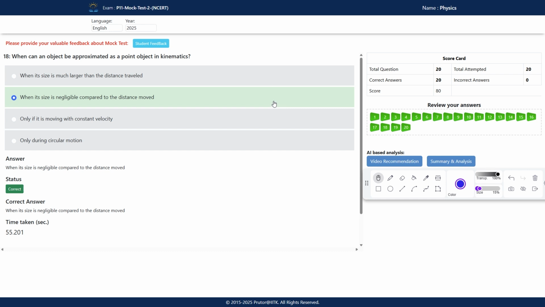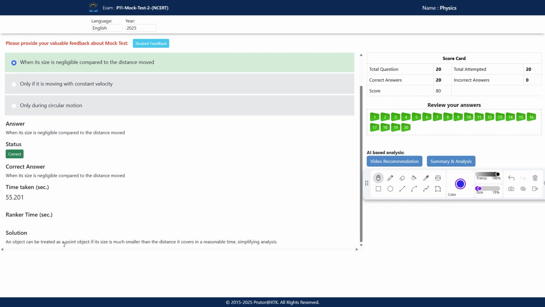When can an object be approximated as a point object? When its size is negligible compared to the distance moved. This is also theoretical. An object can be treated as a point object if its size is much smaller than the distance it covers in a reasonable time.